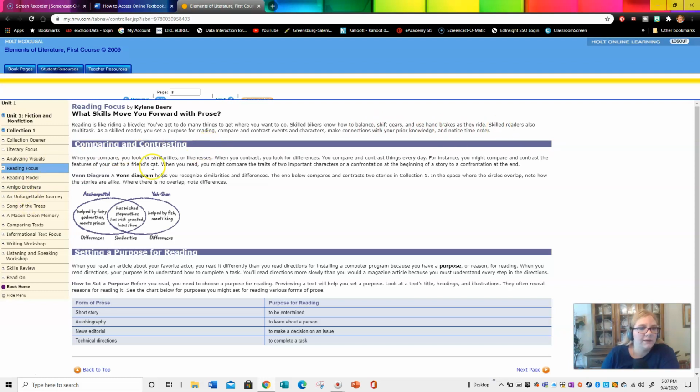Comparing and contrasting. When you compare, you look for similarities or likenesses. When you contrast, you look for differences. You compare and contrast things every day.